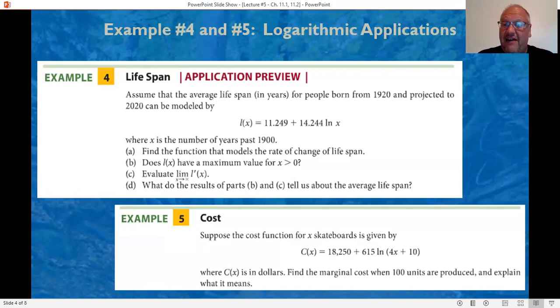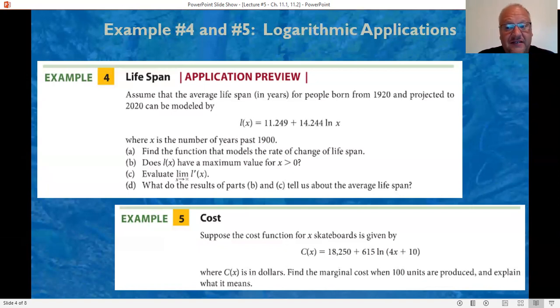Let's take a look at example 5, which is the application of cost when we're doing an economics application. Suppose that cost function for X skateboards is given by this function here. C of X is the cost in dollars. Find the marginal cost when 100 units are produced and explain what it means. So remember the word marginal. What does marginal mean? Marginal means take the derivative, right? I mean, everything boils down to take the derivative.